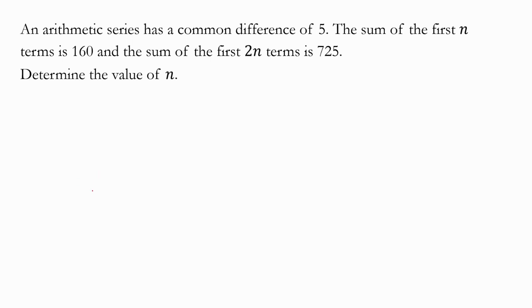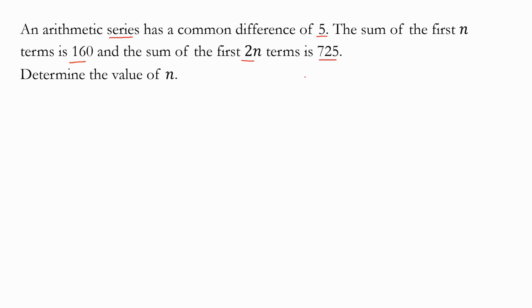We are doing question 8b now. So it says, in arithmetic series, there is a difference between a sequence and a series. You know that? Series, we're adding the terms. Right, an arithmetic series has a common difference of 5. The sum of the first n terms is 160, and the sum of the first 2n terms is 725.